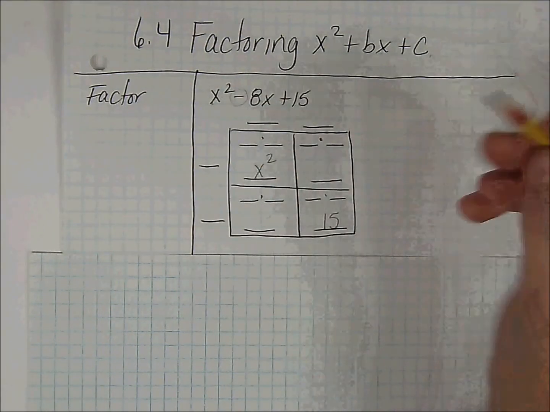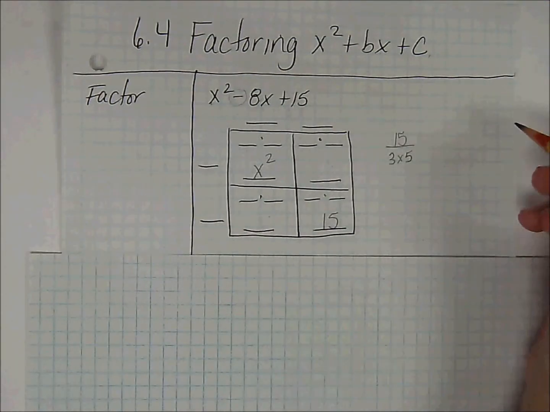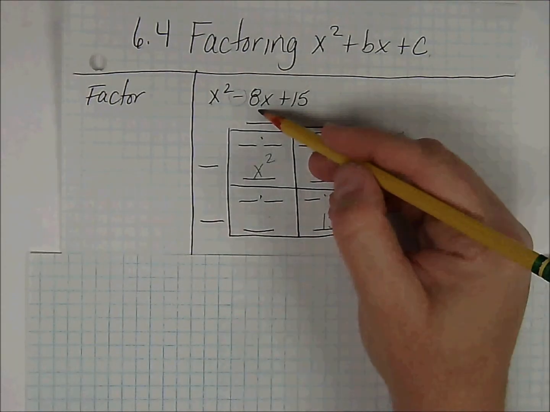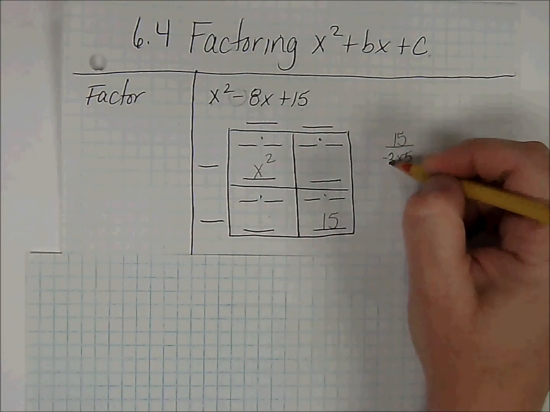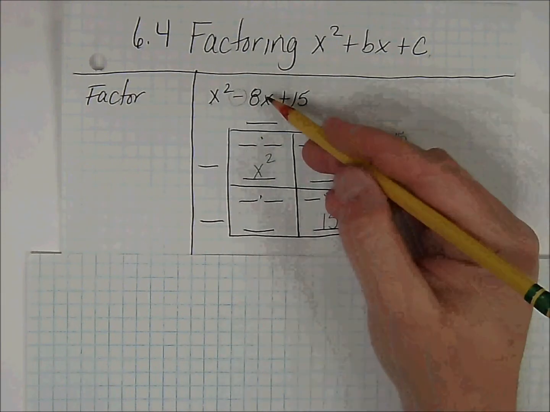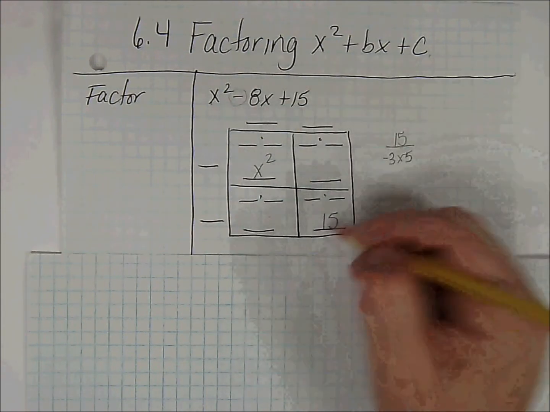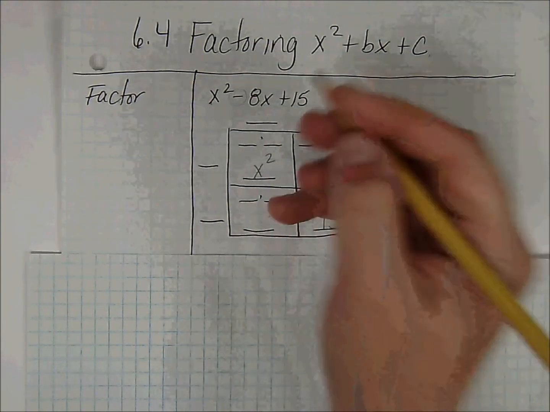So I think about factors of 15. I notice that 3 times 5 is going to give me 15, but I need it to be negatives because 3 plus 5 would just be 8. Negative 3 and negative 5 would give me negative 8. And when I multiply, I get this. So I'm going to put negative 3 and negative 5. And here x and x.